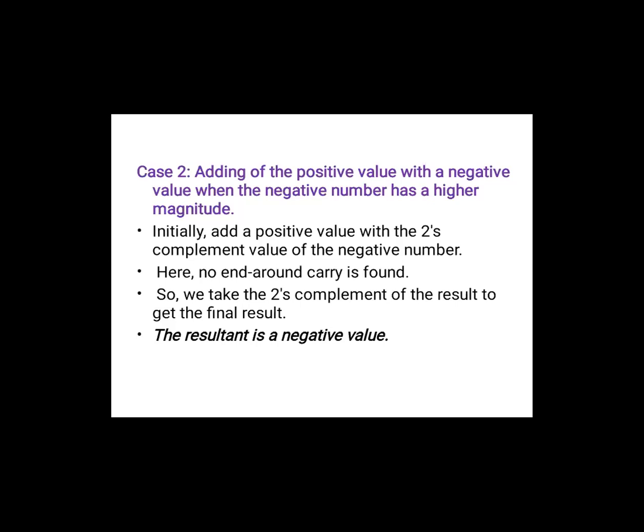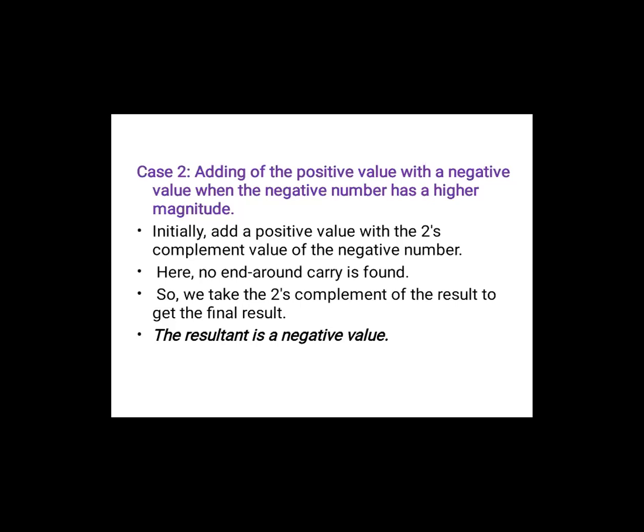So whichever is my more negative number, I find out the two's complement of that number and add it to the positive number. Here I will not get an end around carry. With that answer, I find out the two's complement of that answer, and that is my answer. I'll say that it is a negative answer. So this is my case 2.